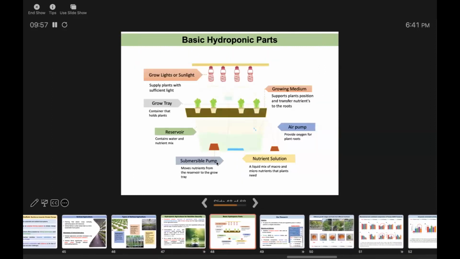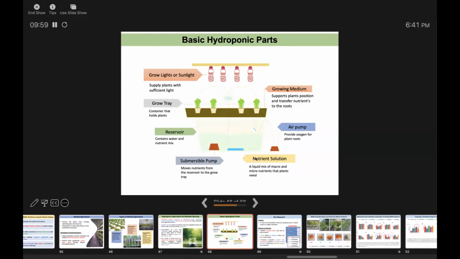So this is the flow diagram of how the hydroponic system works. There is a nutrient solution. It is circulated in the plant rooting zone. So the root zone takes in the nutrients and plant growth is maintained under artificial light or sunlight. So this is the system.